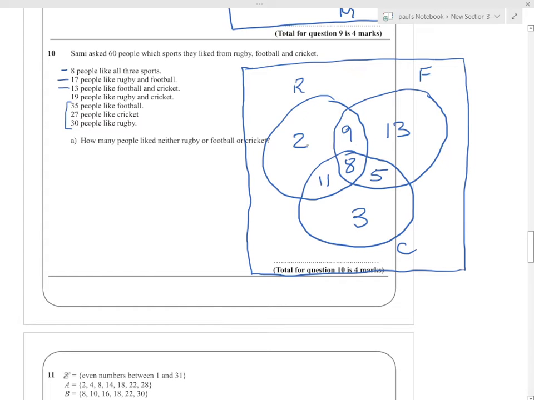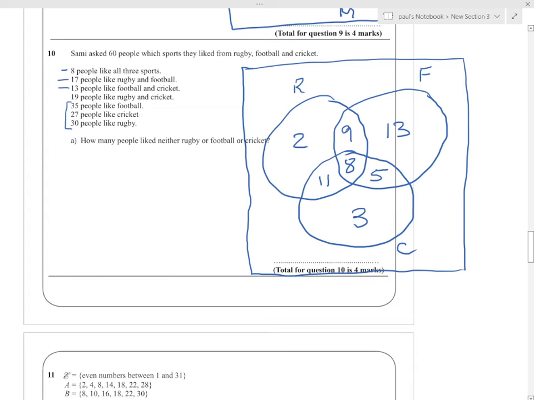Right, add all this up. 2, 11, 24, 29, 37, 48, 52. 52. Ooh, have I got that right? 52. I don't think I've added them up right, have I?